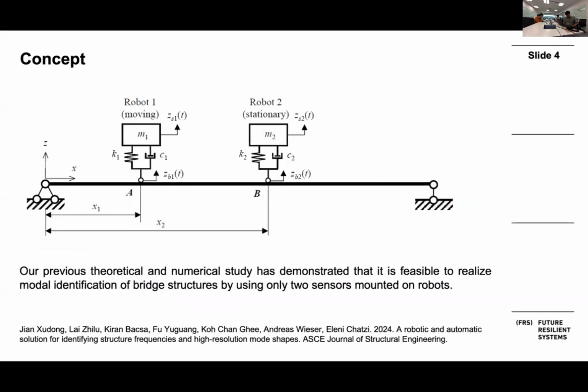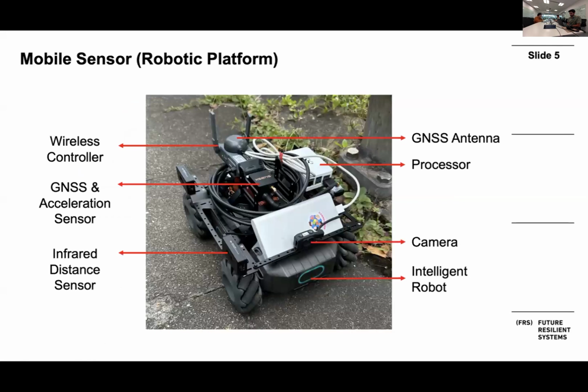In order to test this robotic mobile sensing approach, first we conducted some theoretical and numerical studies, but I'm not going to talk about the details of those because they have been published in our previous paper. So today I will mainly introduce our recent field study of this approach. In terms of the field study, first I would like to introduce our hardware.